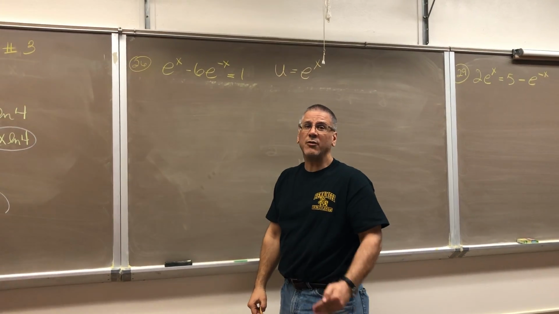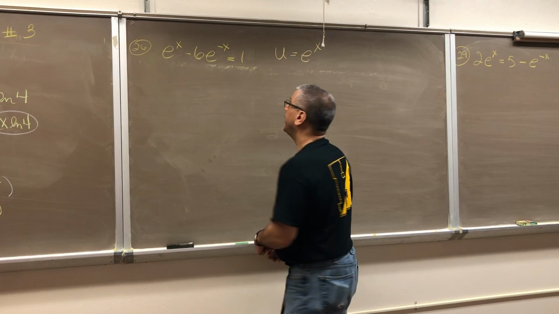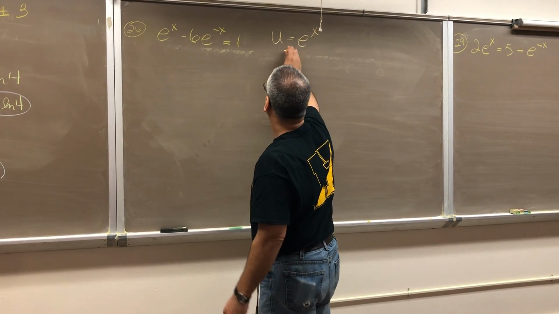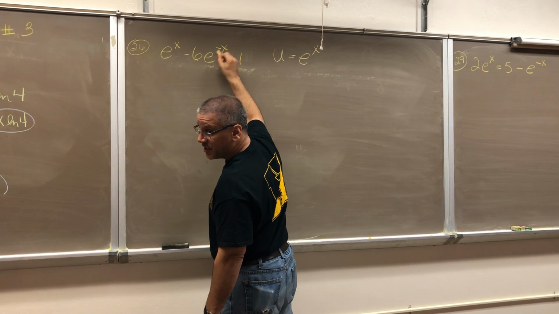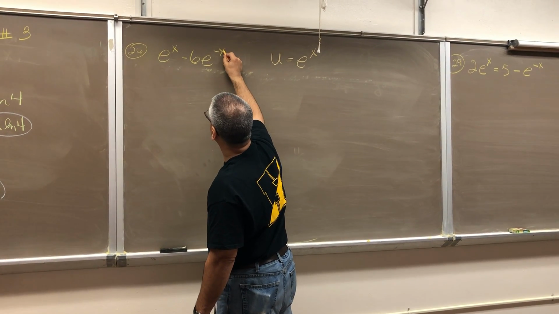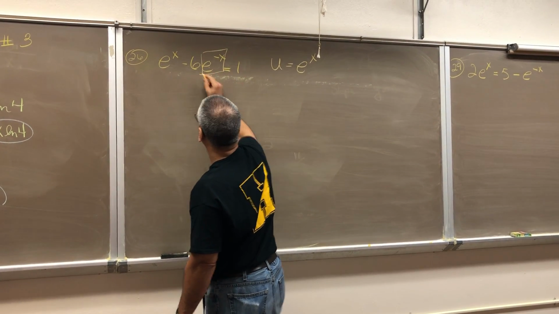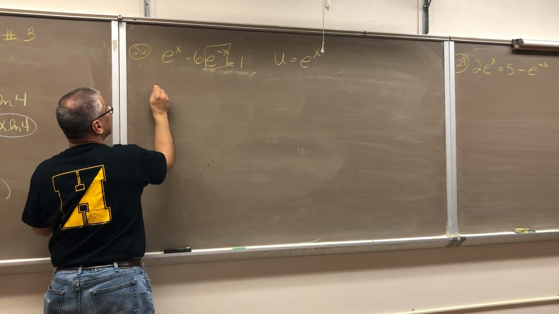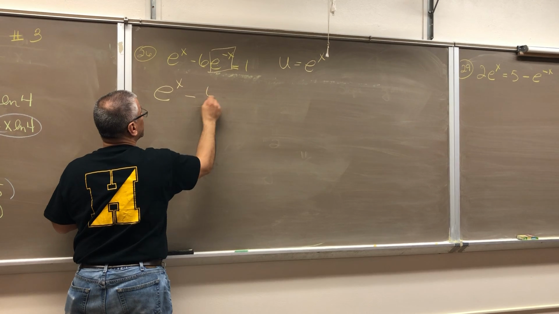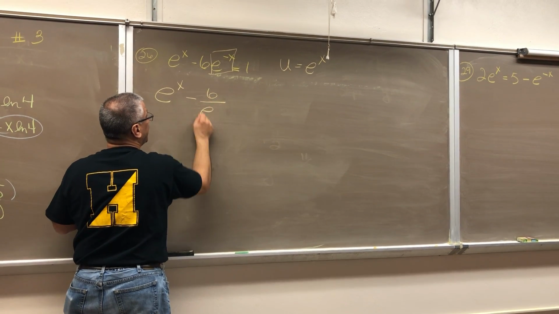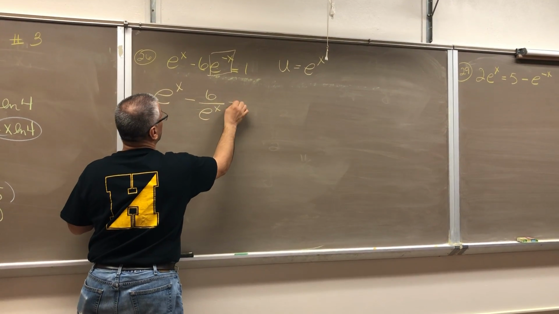So now it's just a substitution. Before I do my substitution, this e to the negative x, the only thing raised to the negative x power is the e. I'm going to rewrite that. So this is saying e to the x minus 6 over e to the positive x equals 1.